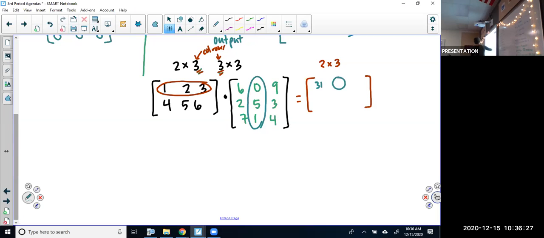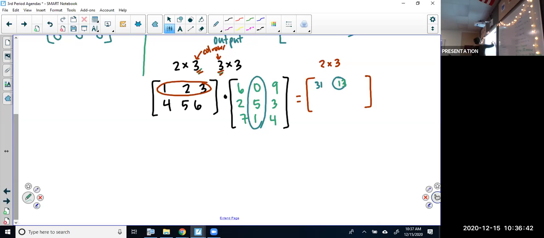Okay, so now we have to do this dot product. 1 times 0 is 0, nice. 2 times 5 is 10, plus 3 times 1, so 13. So 31, 13. Oh, that worked out good.